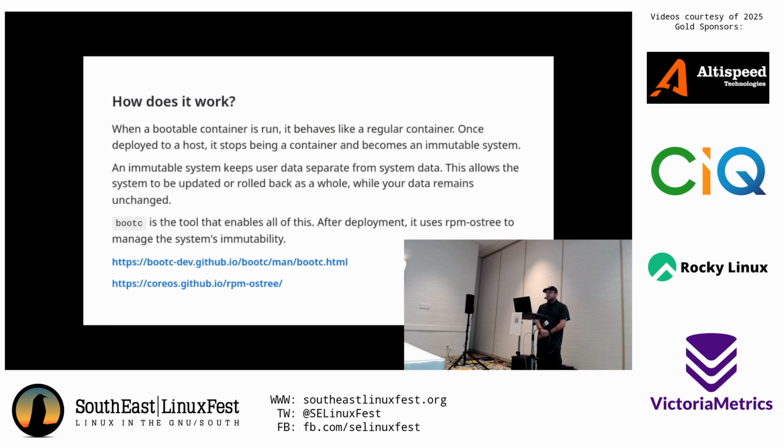So like I said earlier, if you're running a bootable container, it runs just like a normal container, but once it's deployed to a host, it becomes an immutable system. And if you aren't familiar, an immutable system separates user data from system data, and this allows the system to be updated or rolled back as a whole, and your data remains unchanged. The tool that enables this, the part that's kind of new, is called bootc. After the deployment, bootc right now uses RPM OS tree in the background to manage the immutability. So if you've ever used Silverblue or uBlue or something like that, some of it will be familiar, but bootc is the new tool to manage this.